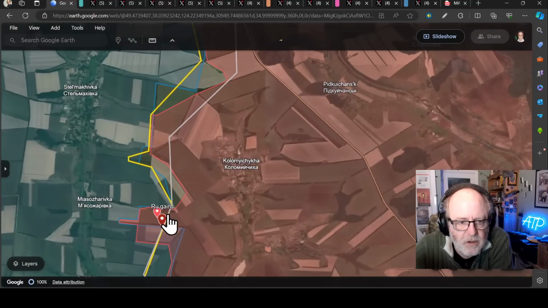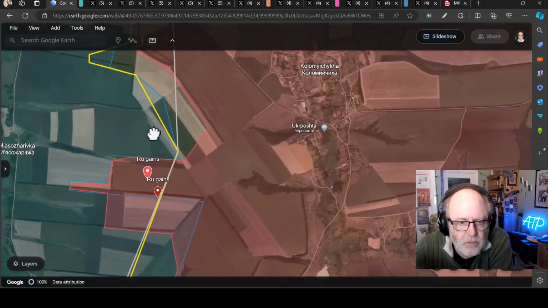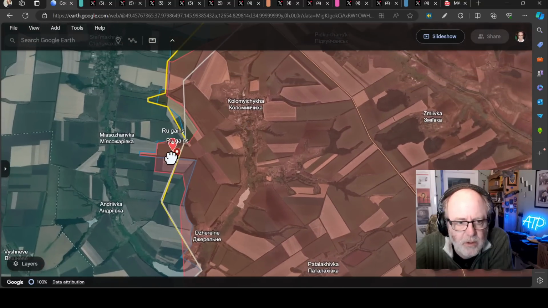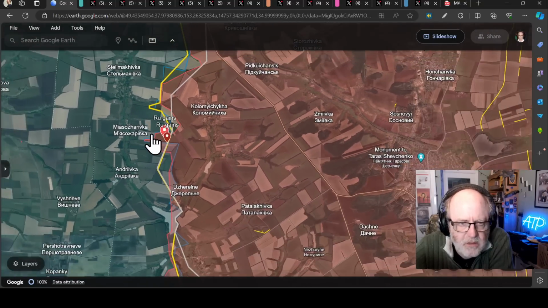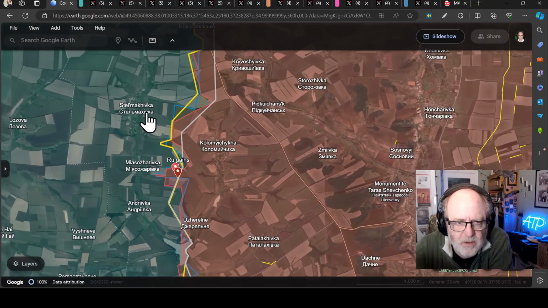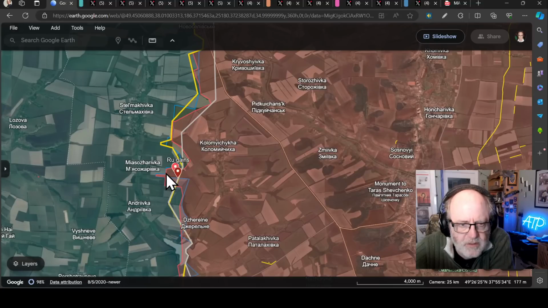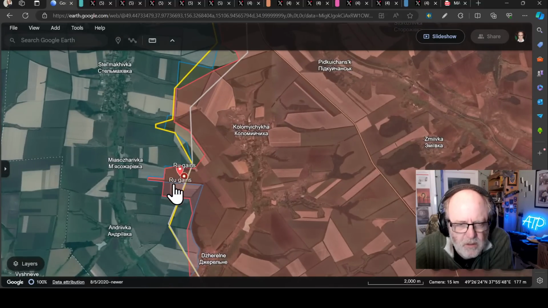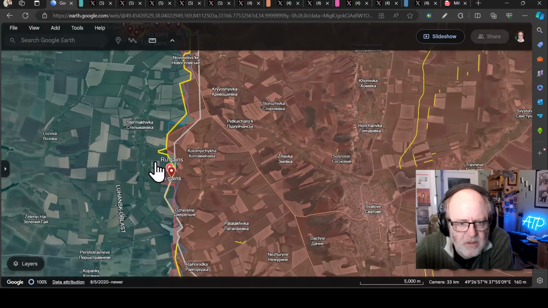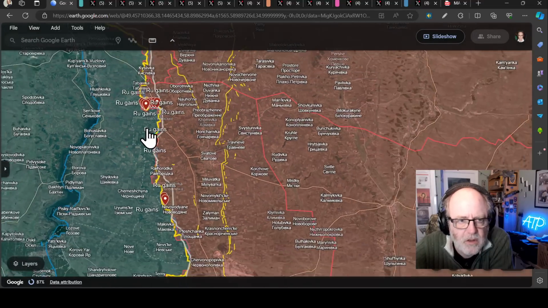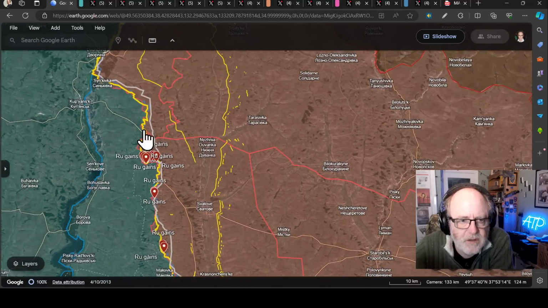Here we have around, I'm not quite sure exactly where that is, but it's on the way to Stelmakivka, that's it. We've seen some advances further north of there previously, but this is a slightly new area of Russian advance, a little bit further to the south there. So that's another area of gain.